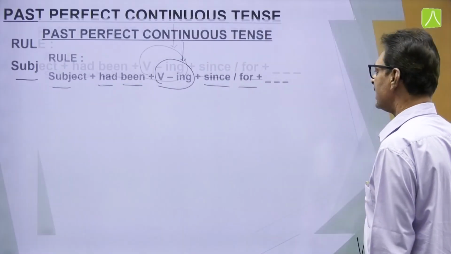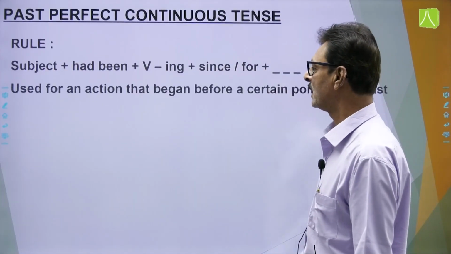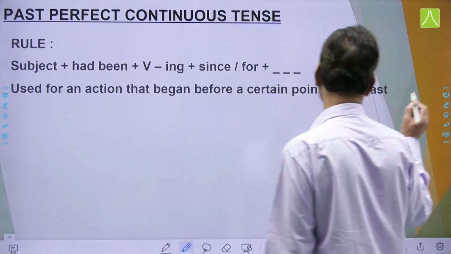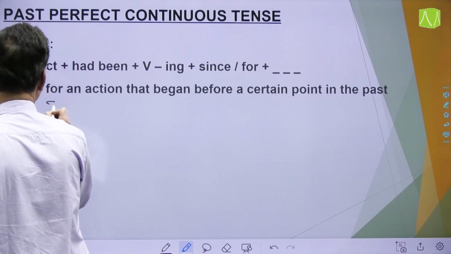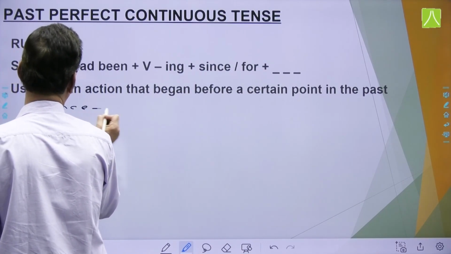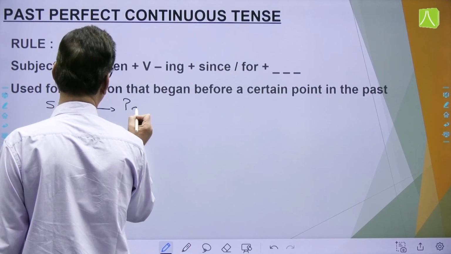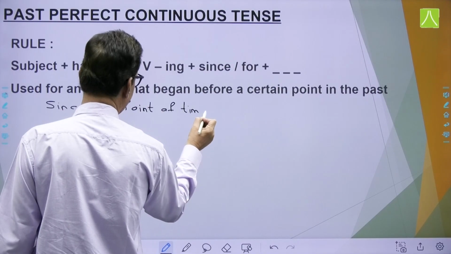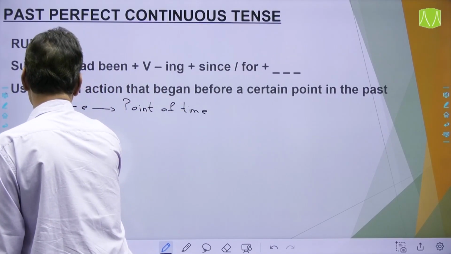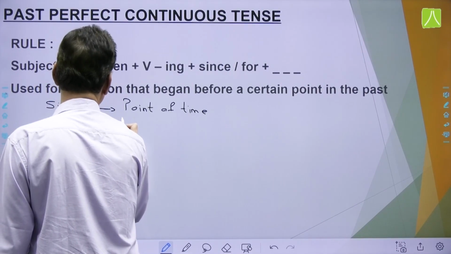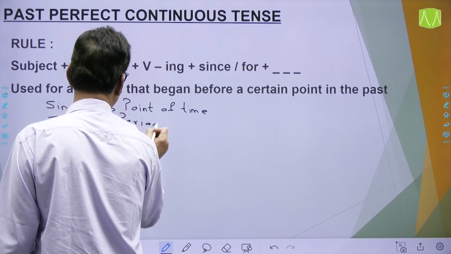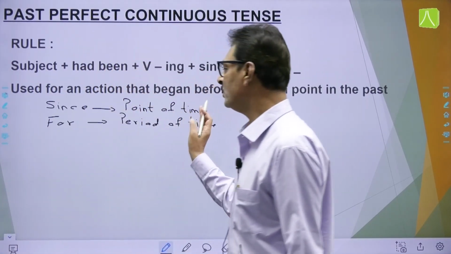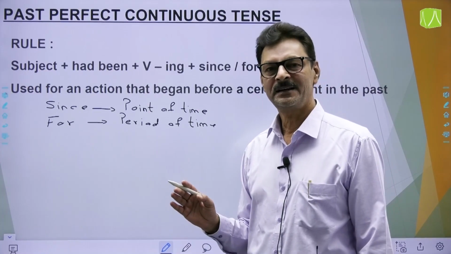Now, when do you use since and when do you use for? I'll just tell you about this. Since is used for point of time. This I have explained to you in detail when I did the past perfect continuous tense. And for we use for the period of time. Since is used for point of time and for is used for period of time.